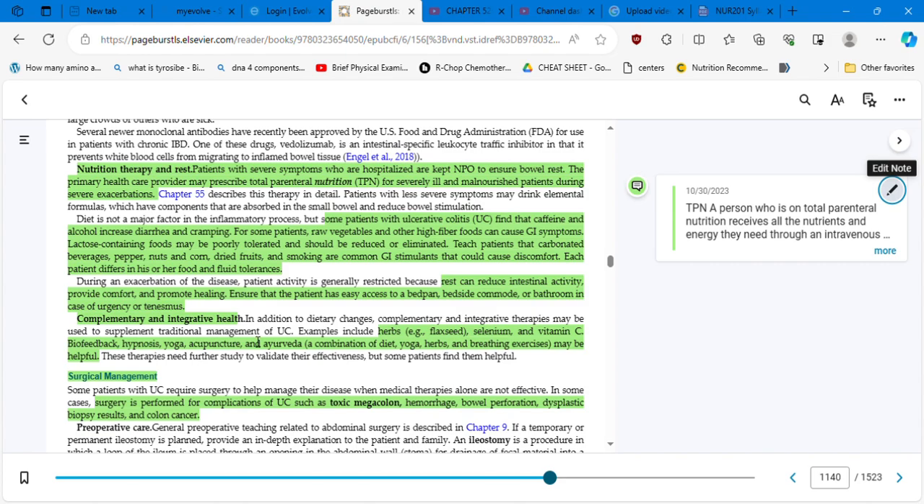Complementary and integrative health. Examples include herbs, flaxseed, selenium, and vitamin C, biofeedback, hypnosis, yoga, acupuncture, and Ayurveda, a combination of diet, yoga, herbs, and breathing exercises. That's Ayurveda. A combination of diet, yoga, herbs, and breathing exercises may be helpful.